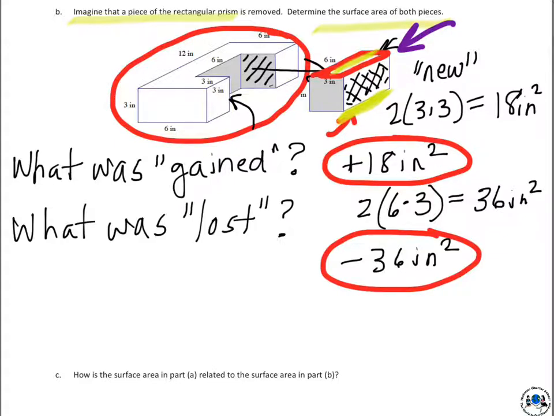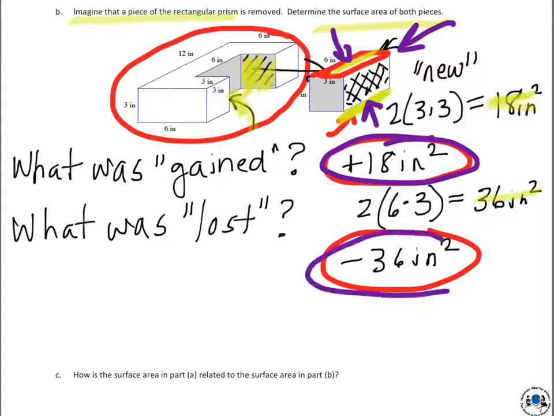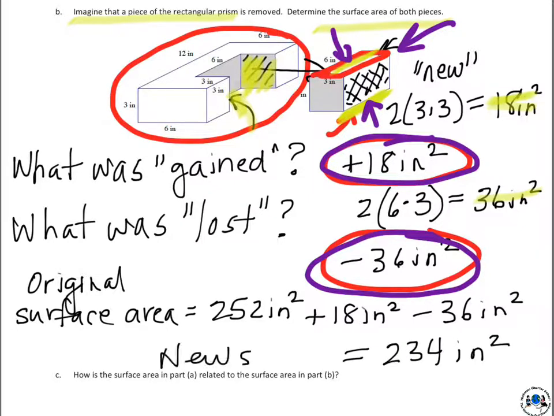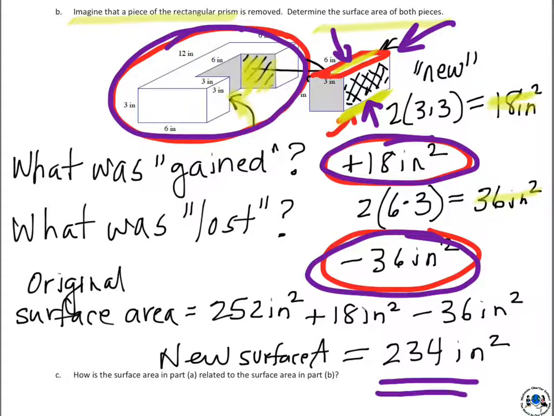So I have gained 18 square inches by these inner faces here, but I've lost 36 square inches because I pulled out this piece right here and lost those. So now I have a plus 18 square inches and a minus 36 square inches. Finally, my original surface area was 252 square inches plus 18 minus 36. So my new surface area of this one here, which looks like a letter C on its side, is 234 square inches.